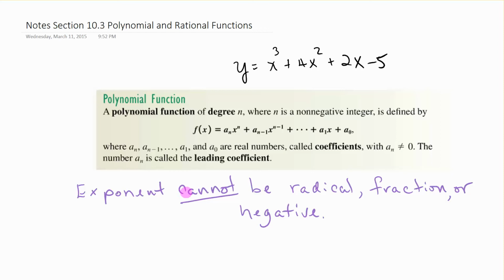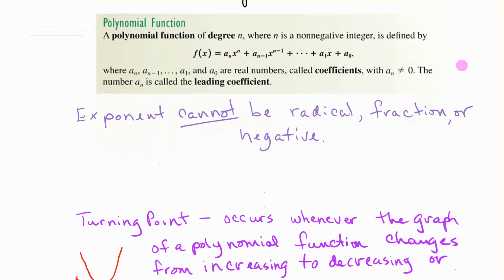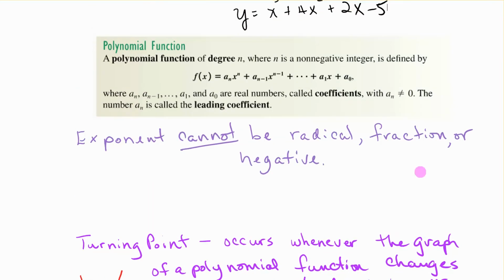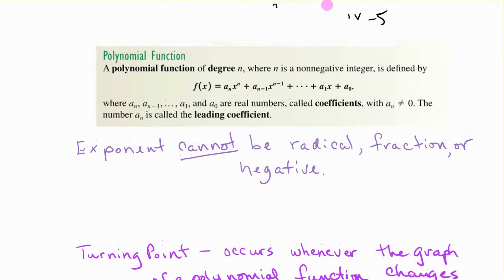So this is a string of terms with exponents. The important part is that an exponent in a polynomial function cannot be a radical, a fraction, or negative. If it's any of those things, it ceases to be polynomial. So that's something to remember.